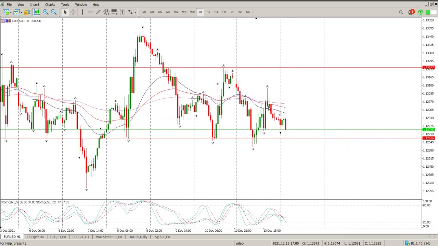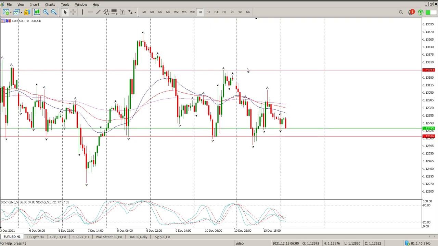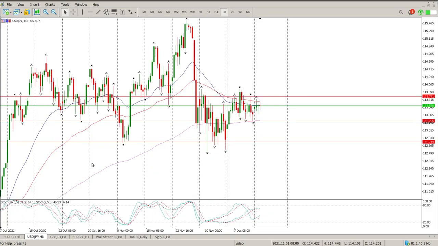So this is clearly a sit on hands for me until we break those two levels. Level to the upside is 113.243, and level to the downside is 112.676. Moving across to US dollar Japanese yen, pretty much the same picture.